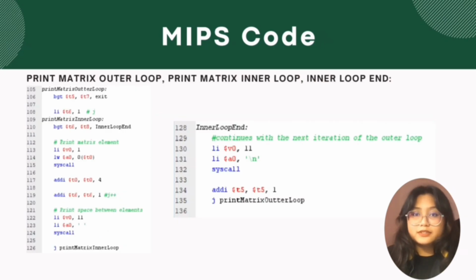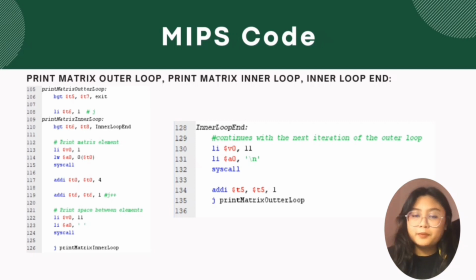Continuing to the print matrix outer loop label, it will check whether the register T5 is greater than register T7, and if it is true, it will branch to the exit label. So to make it easier to understand, it will check whether the counter I is greater than the number of rows. And if it is true, then it will stop printing the elements of the matrix, and if that is not the case, then we will have to initialize register T6 equals to 1 or counter J equals to 1.